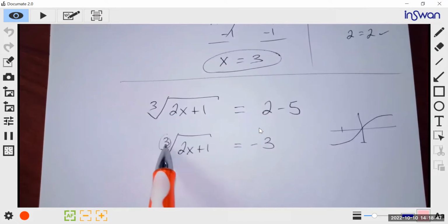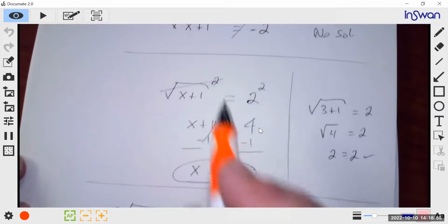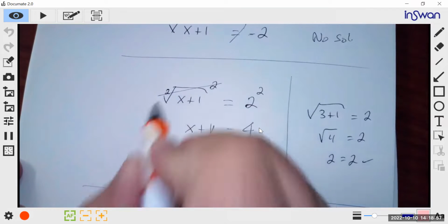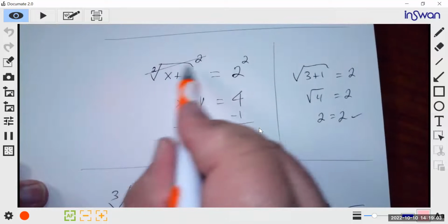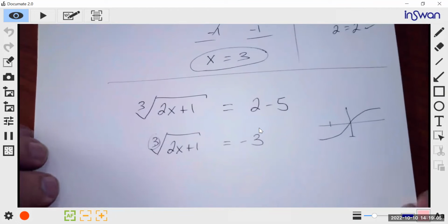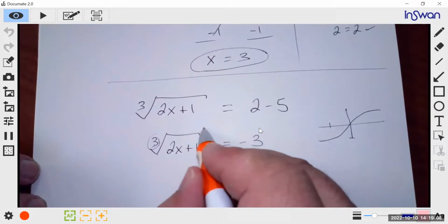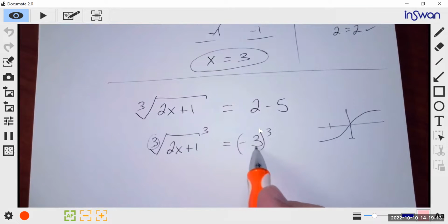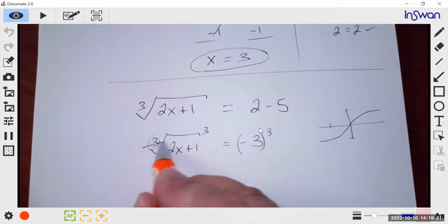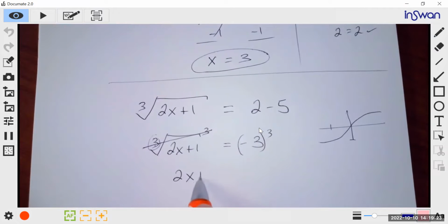So how do you get rid of the cube and the cube root? We squared them because there's an invisible 2 right there. So whatever's inside the V, that's what we raise it to. So what do we raise it to? Yeah, we raise both sides to 3. And put that negative 3 in parentheses, because that's one number, it stays together. The cube root and the cube cancel, so we have 2x plus 1.